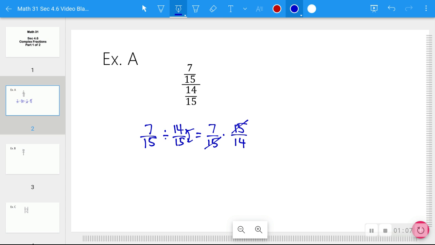And the 15s cancel here. Cross canceling is okay once you turn it into a multiplication problem. And we'll simplify this result by dividing by 7. So you get an answer of 1/2. Now that way works. It's not as versatile as the other way I'm going to show you. So this is probably the way you want to do it on most of the problems here. I'm going to erase that and start over again.